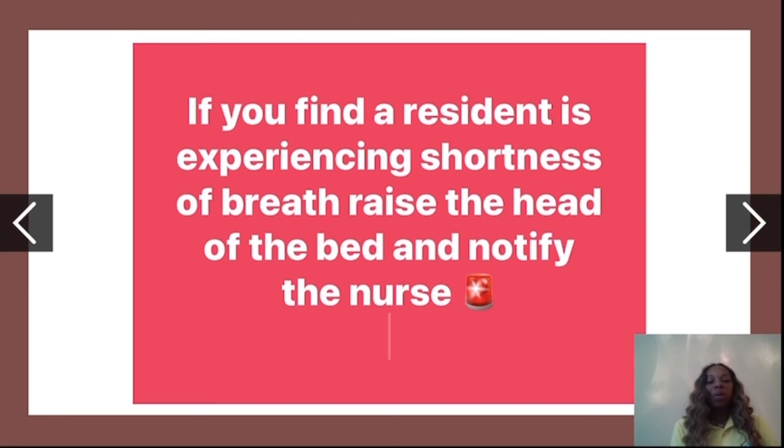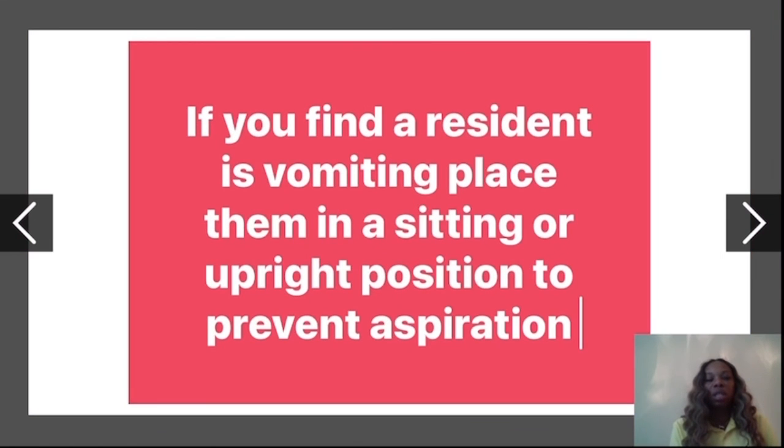If you find a resident is experiencing shortness of breath, raise the head of the bed to help expand their lungs and to help them breathe easier. You also want to notify the nurse that your resident is experiencing shortness of breath. If you find a resident is vomiting, place them in a sitting or upright position. You want to prevent them from aspirating or from food going into their lungs.